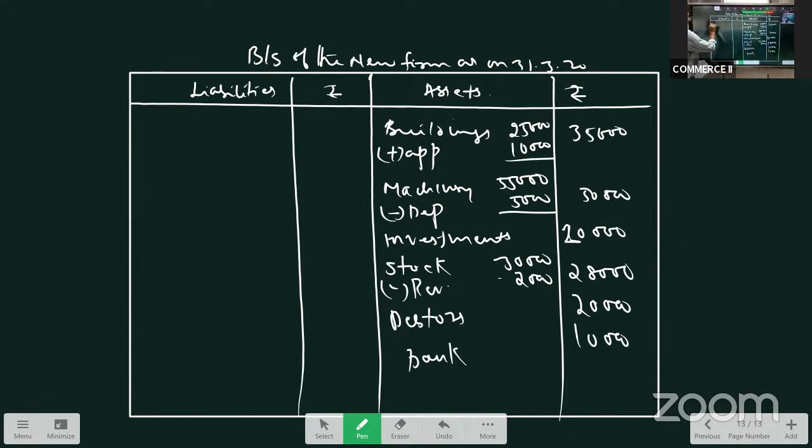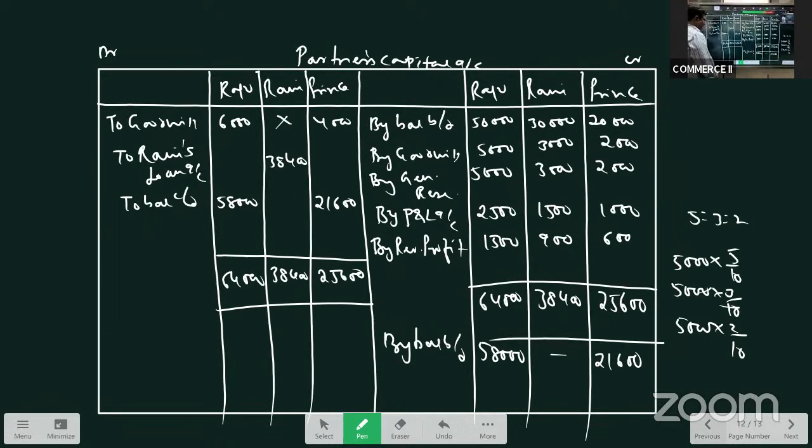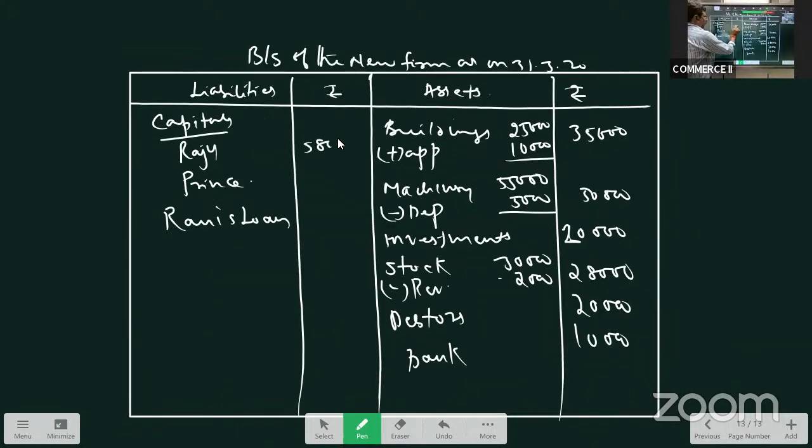On the liability side, we have capitals. Raju, Prince. Rani has retired, so her amount was transferred to her loan account. Capital of Raju is 58. Capital of Prince is 21,600. And the loan payable to Rani is 38,400. Then general reserve is distributed.